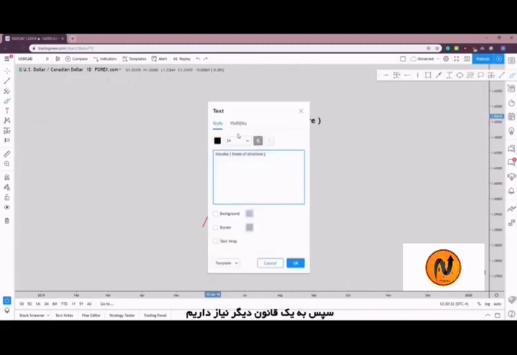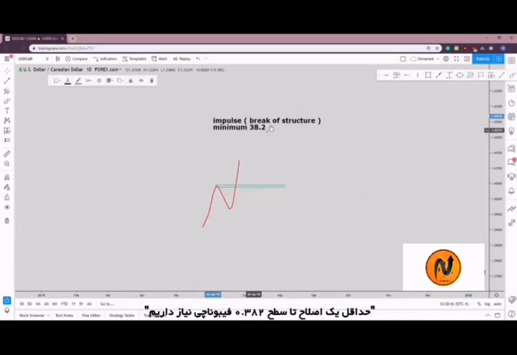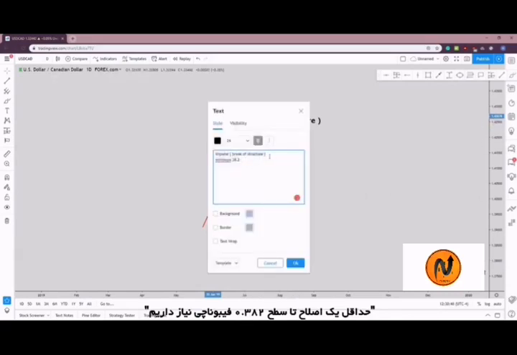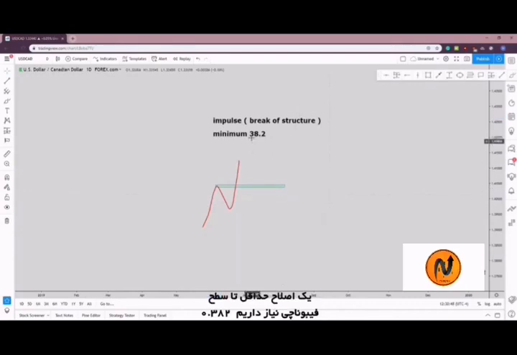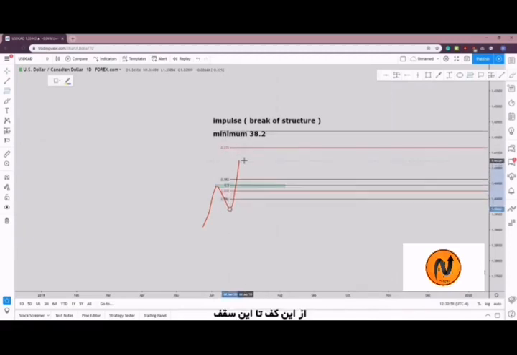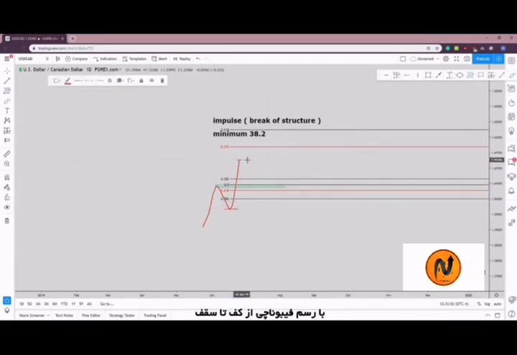Then we need to have another rule, which is we need to have at least a retracement to the 382 Fibonacci. At least, the minimum is 382. And how you're supposed to take this Fibonacci is from this low to this high. So basically, by taking your Fibonacci from the low to the high and waiting for a retracement at least to the 382, you will have very high probabilities for the next push to the upside.